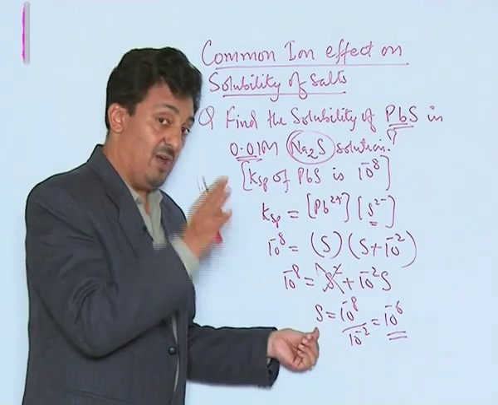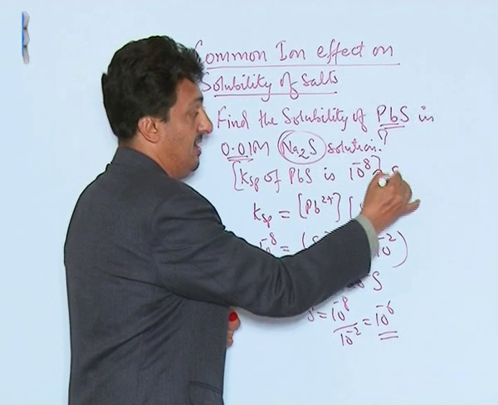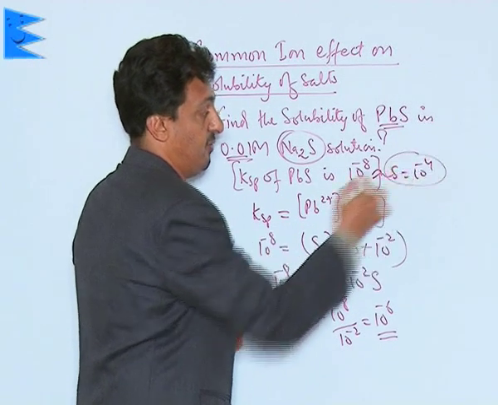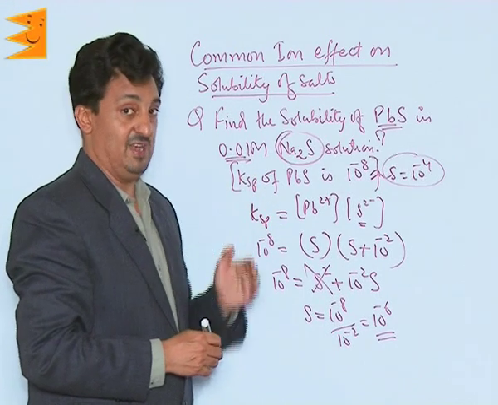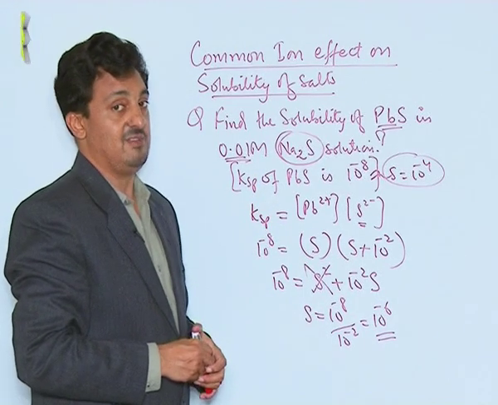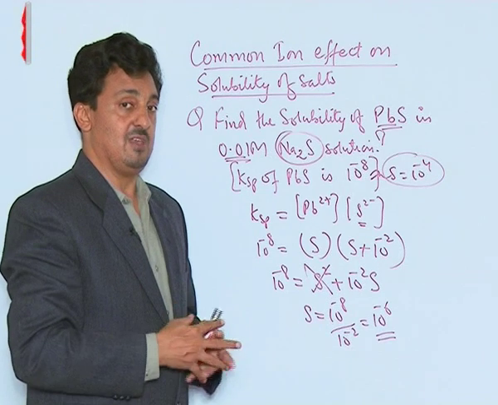This S is far less than the normal one, because from here we know this solubility could have been 10 to the power minus 4. So this is the effect of the common ion effect on the solubility of these salts when they are taken in the presence of another solution, both having common ions.